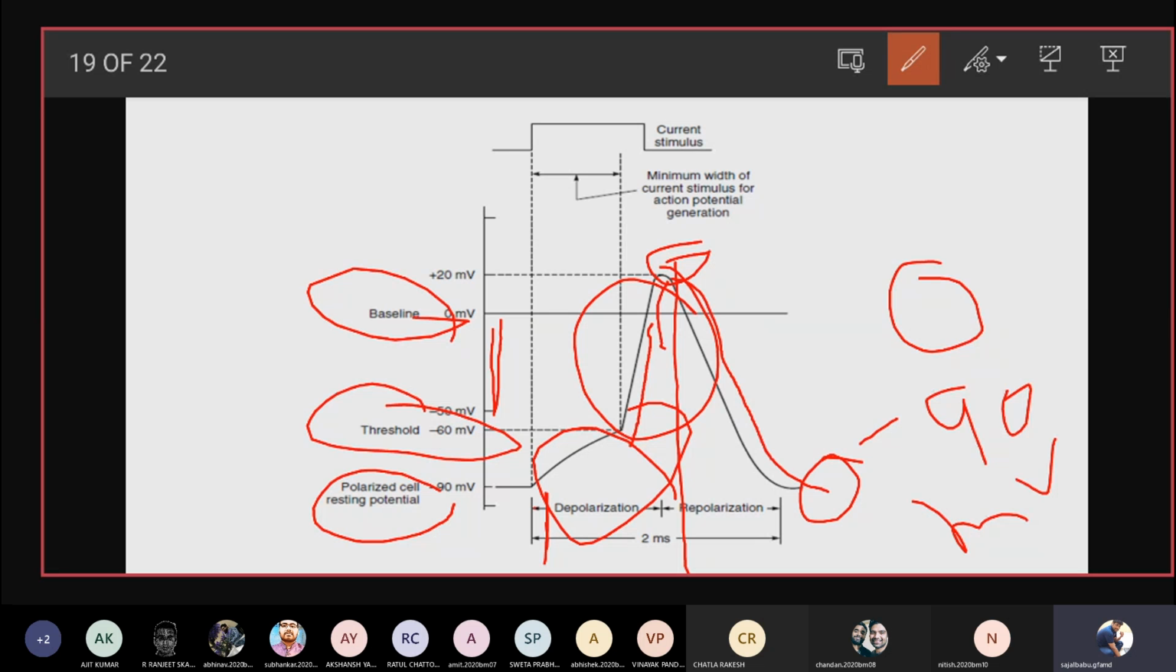So the plus 20 millivolts, which is the action potential, is present in the cell only for as long as the stimulus is given. Once the stimulus is released, that means once the excitation is removed, it immediately starts repolarizing and reaches your resting potential. That is the reason why, when you start the biomechanics subject, the sir says that our muscles are only capable of contracting, and there is no phenomenon of expansion in the muscles.